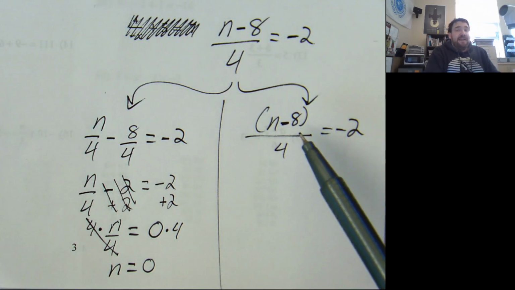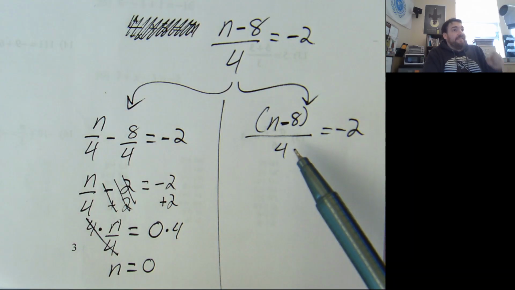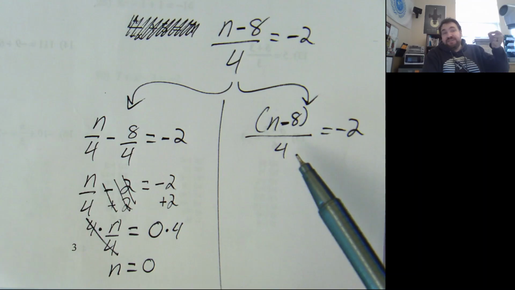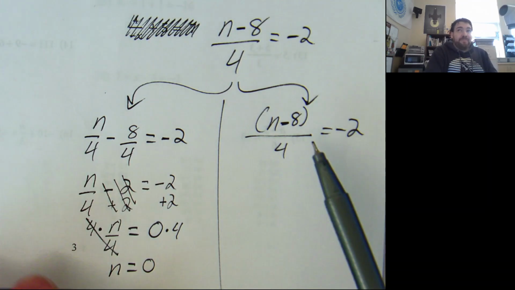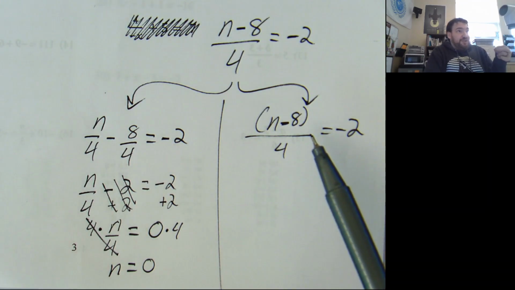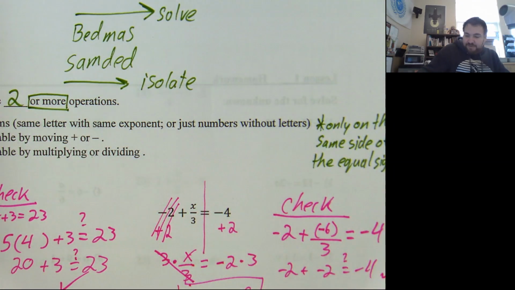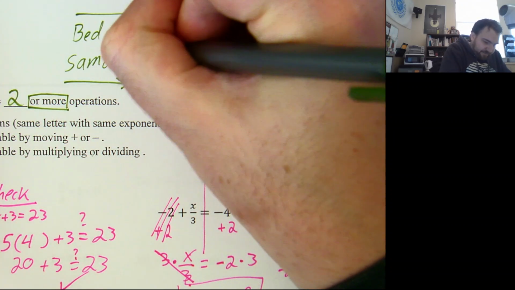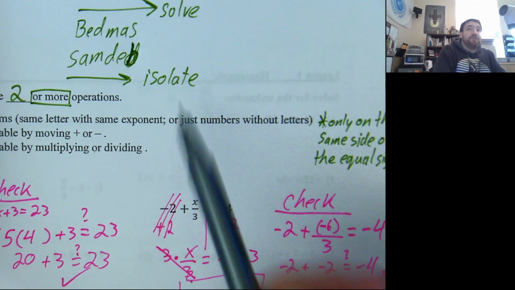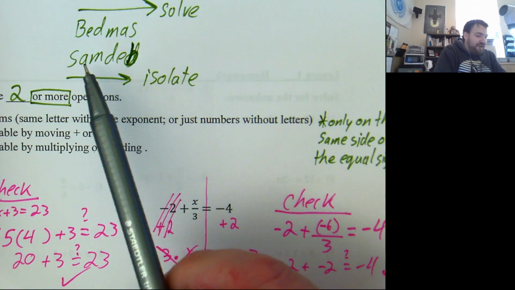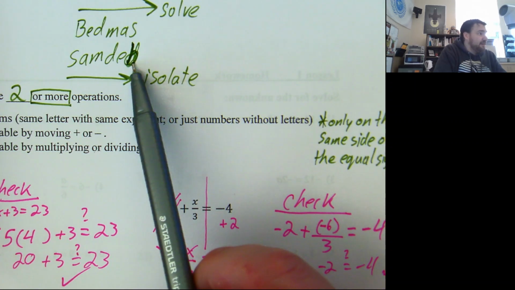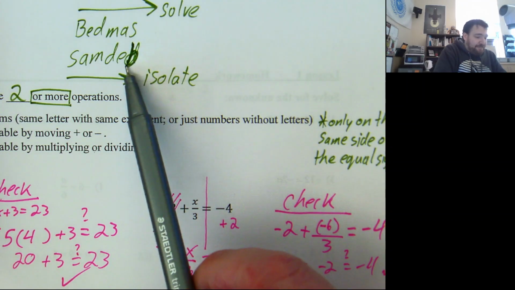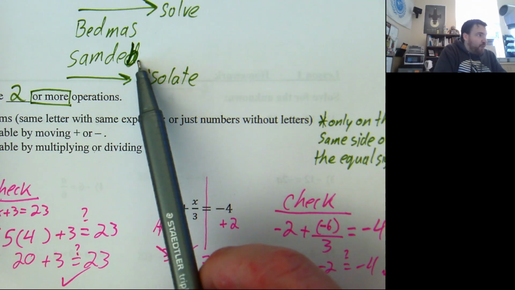And now, if I think about doing opposite operations as being like reverse BEDMAS, the first thing I have to do is, actually that should be SAMDEB, I spelled it wrong here. That should be a B there. If you look at reverse BEDMAS, or SAMDEB, brackets are last. This is the absolute last thing we need to deal with when we're isolating.